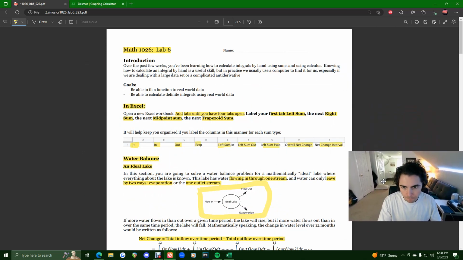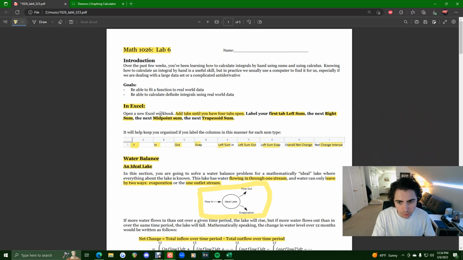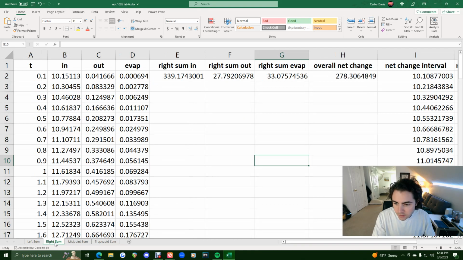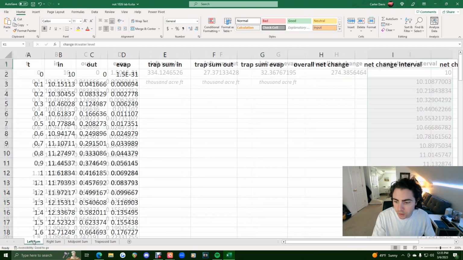So they say in Excel, open a new Excel workbook, add tabs until you have 4 open. We're going to call each of them left sum, right sum, midpoint, and trapezoidal sum. So ignoring all the work I've done thus far, look at my mouse down here. We have left sum, right sum, midpoint, and trapezoid sum.